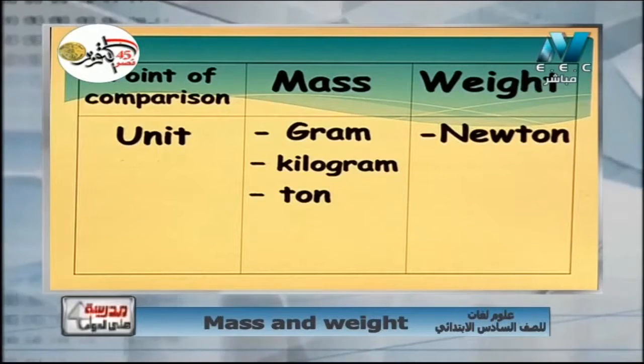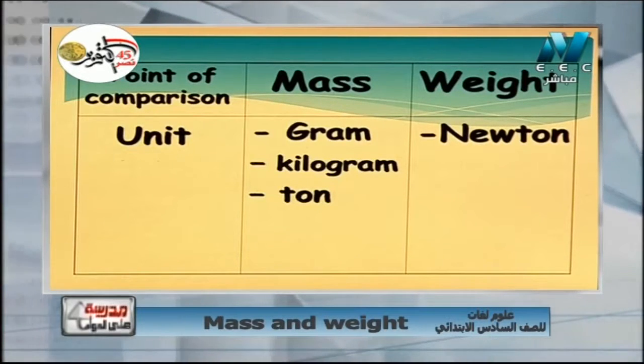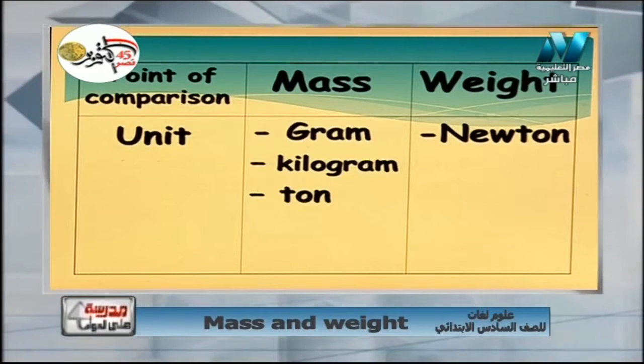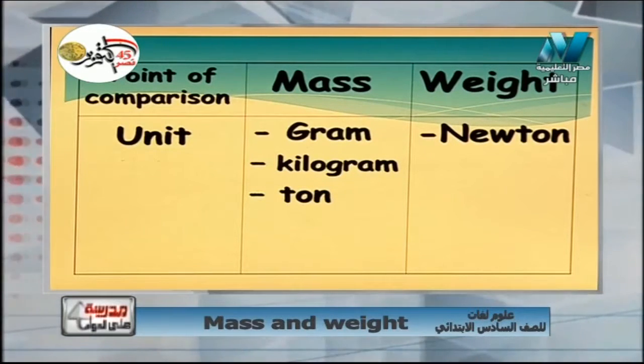So what about weight? Weight is measured only by one unit, which is Newton. Mass is measured by many units such as gram, kilogram and ton, but weight is measured only by one unit, which is Newton.